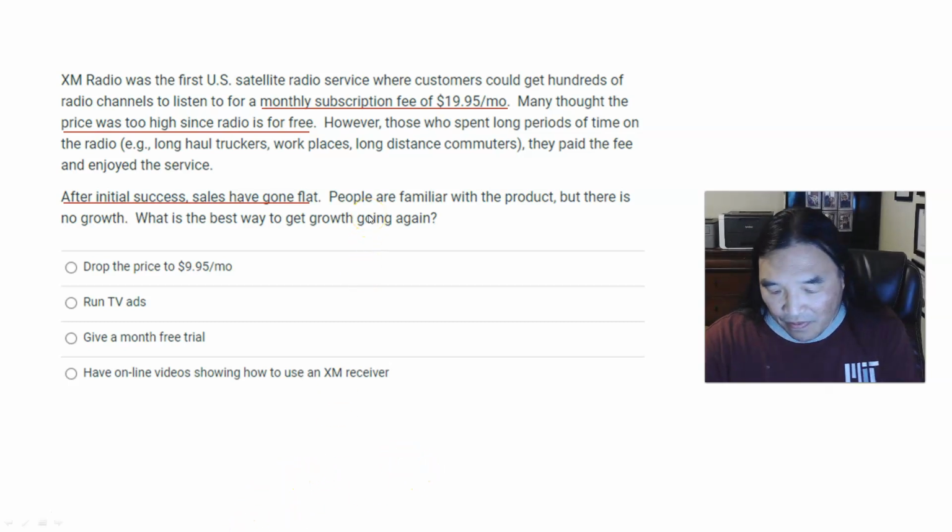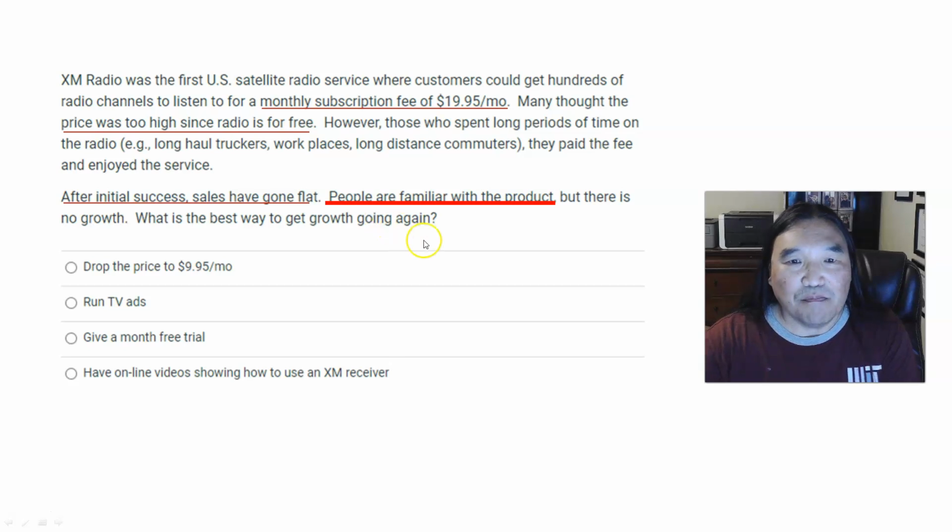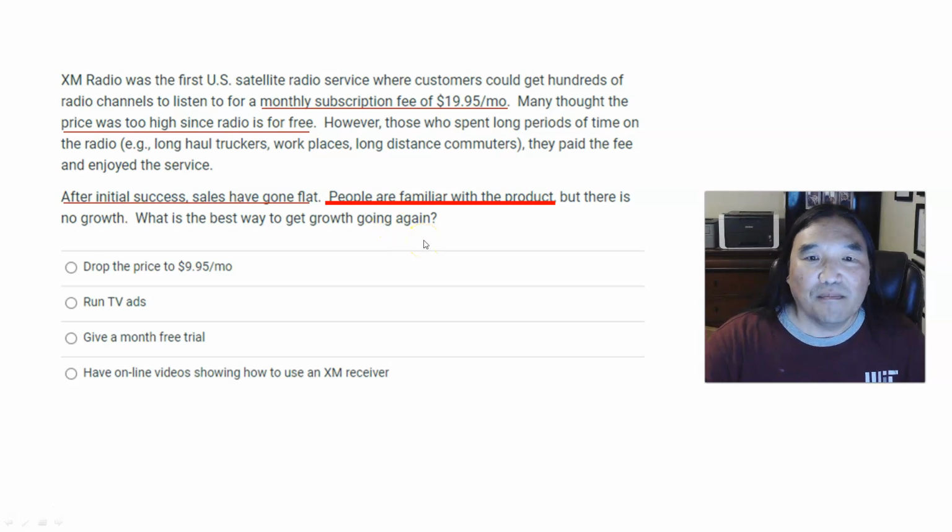Now the other thing is that it tells you people are familiar with the product. And this is actually what the XM guys said to me. Should we run more TV ads? And I just said, people already know your product. I don't see where increasing awareness is going to help you any. So running TV ads probably isn't going to work.